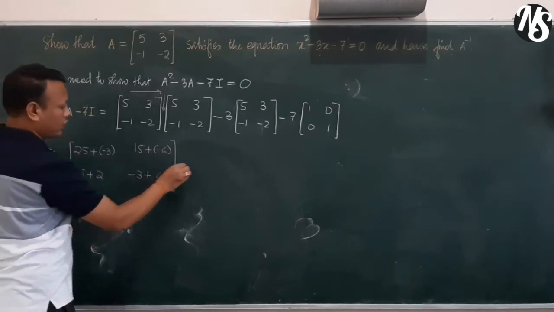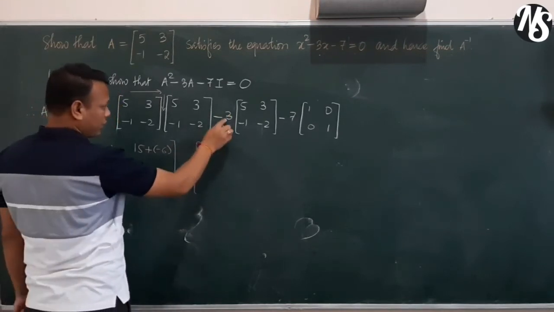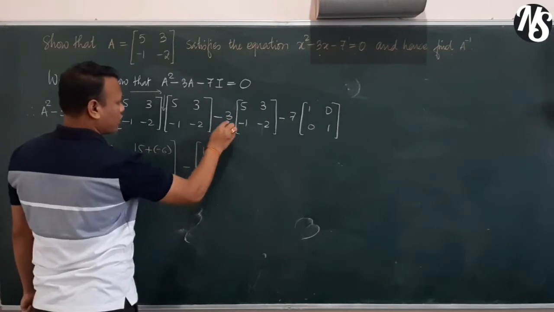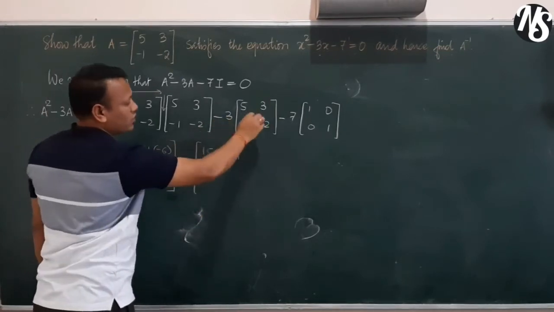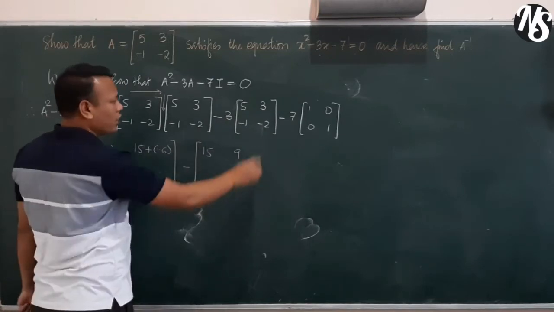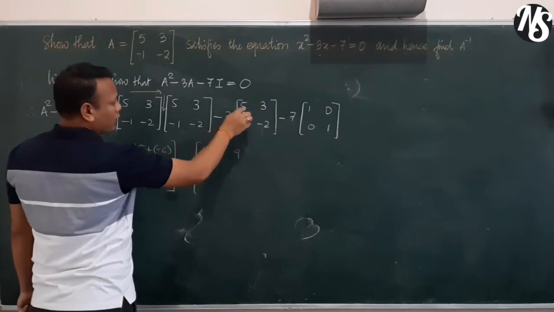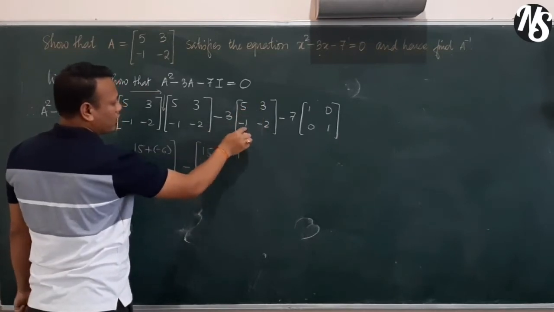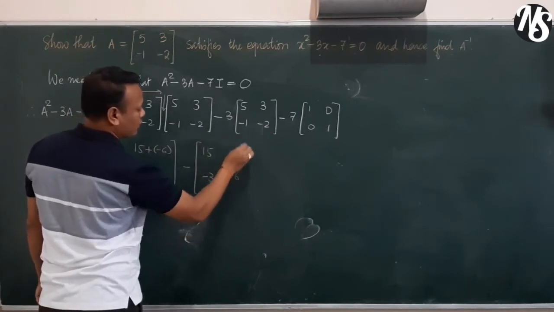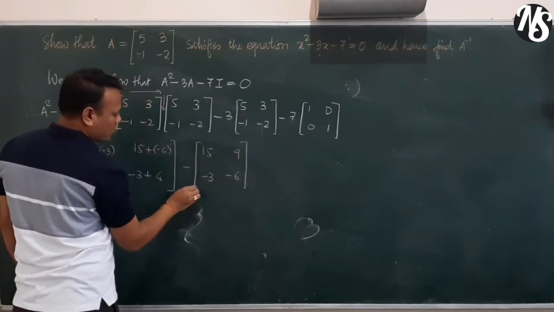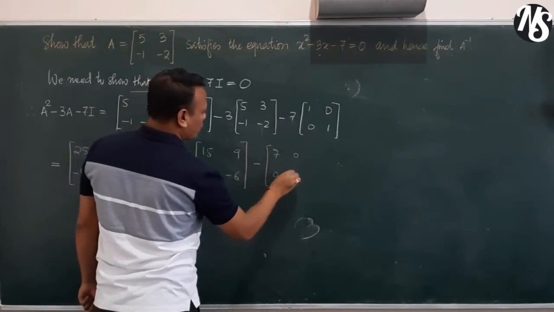So let's find the next thing. Minus, so let's multiply with 3. 3 5s are 15, 3 3s are 9. So remember, in a matrix we multiply to each and every element. In case of determinant, you can multiply either one row or one column. So 3 5s are 15, 3 3s are 9, 3 into minus 1 is minus 3, 3 into minus 2 is minus 6. Alright, so next we have 7 0 0 7.